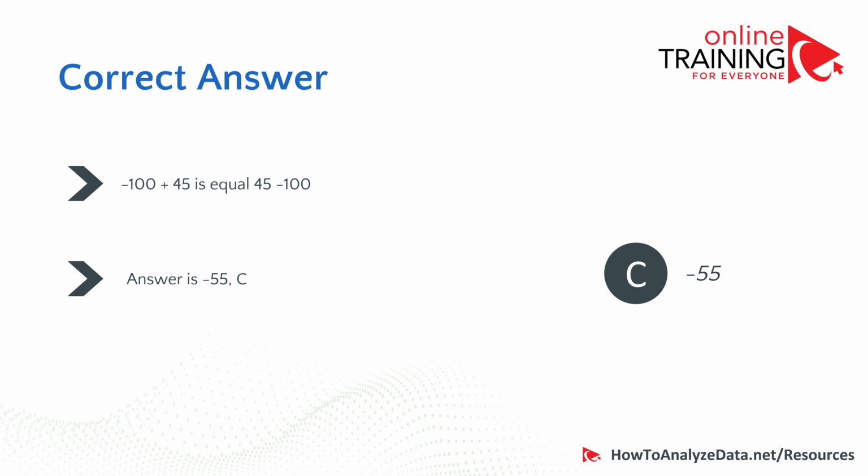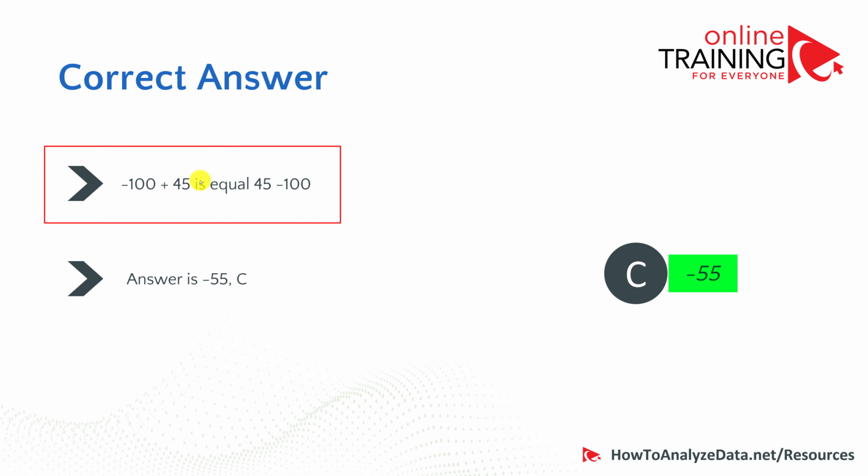And obviously the correct answer is C, which is minus 55. And the way we calculate this equation is we can move minus 100 after 45. So the new equation might look like this: 45 minus 100, which would be exactly minus 55. Hopefully you've got this one correctly as well.